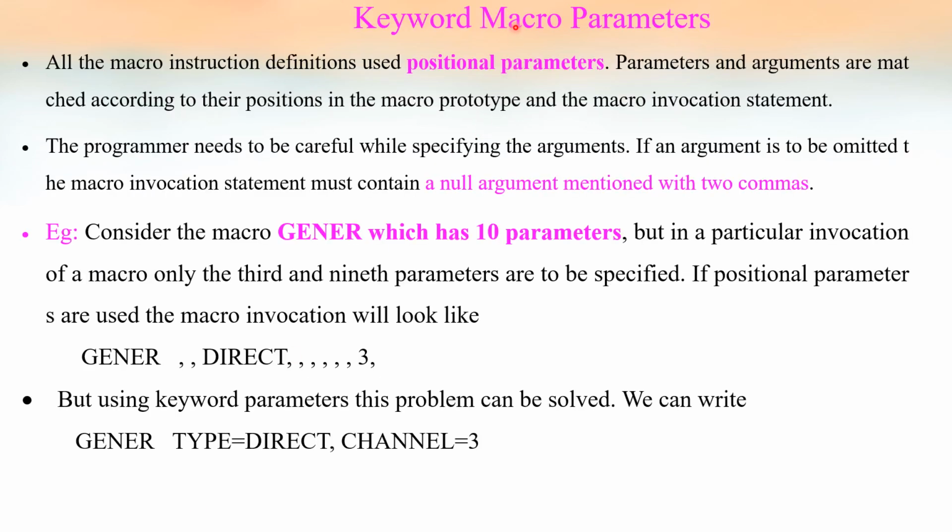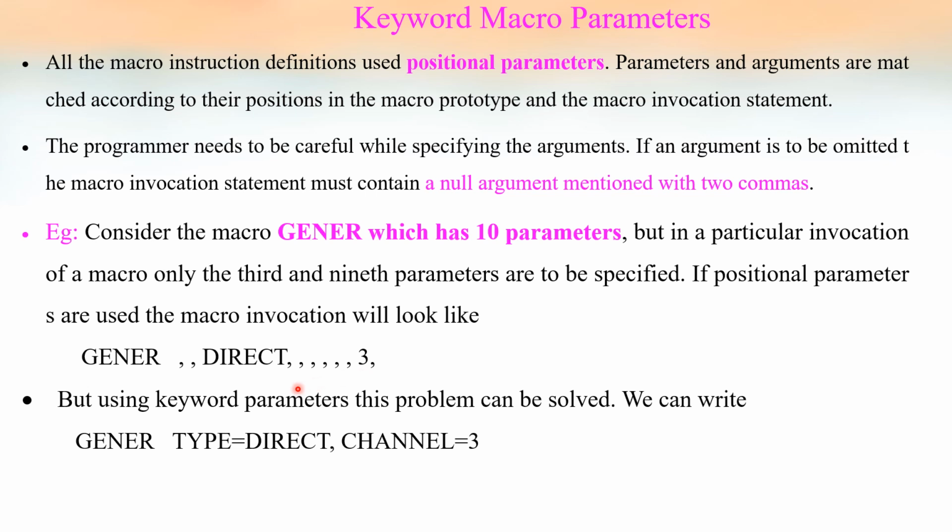Keyword macro parameters, which means attaching a keyword with each macro parameter. All the macro instruction definitions so far used positional parameters. So consider this macro GENER, which has 10 parameters. But in a particular call of the macro, if I want to pass only the third parameter and the ninth parameter, I still have to keep all the other parameters blank by putting commas, because DIRECT is the third parameter and 3 is the ninth parameter. To identify the other parameters I have to include commas, even though there are no values, so this is error prone and difficult.